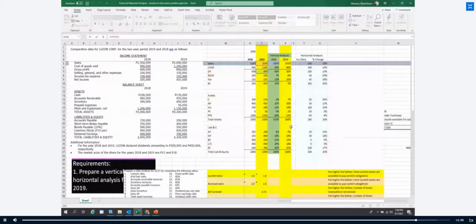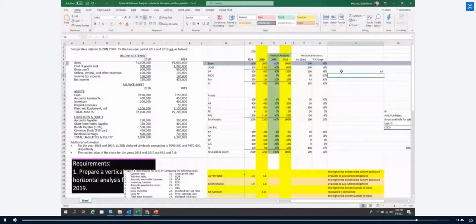Ba't ganun? Ano ba 'to? Tama, 40%. So, would be 1,200,000 divided by 2. Yeah, there you go.